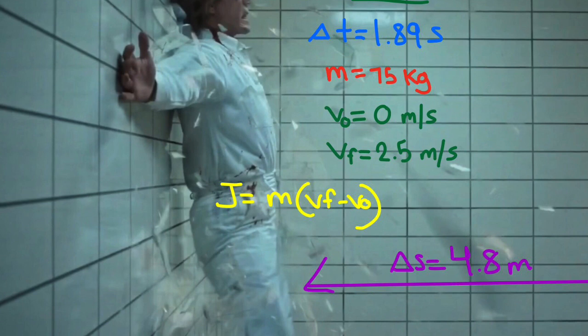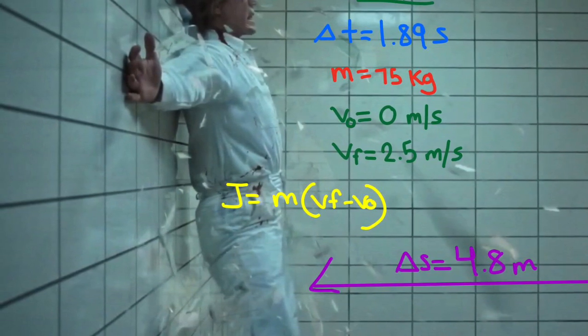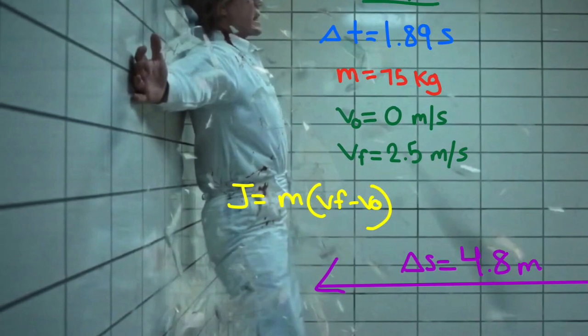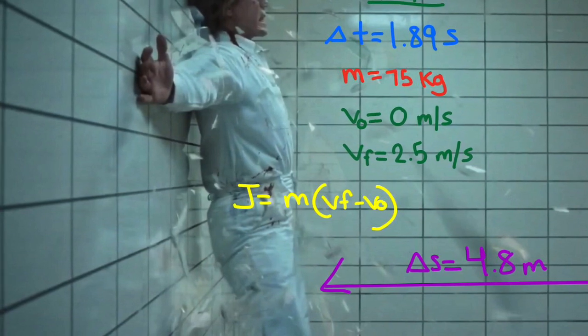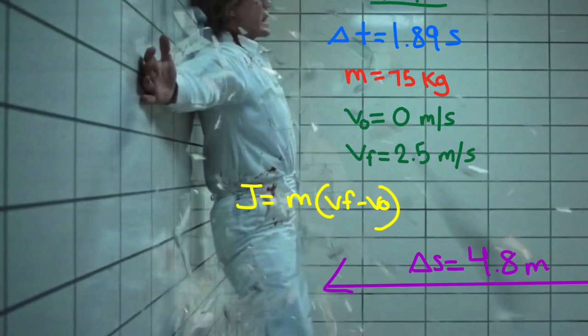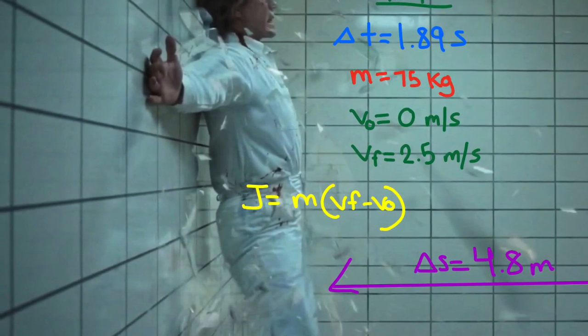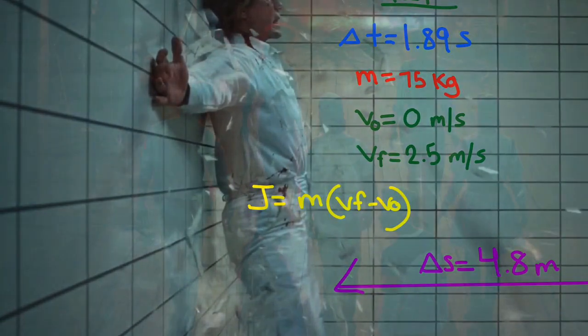J equals mass times final velocity minus initial velocity. That would be J equals 75 kilograms times 2.5 meters per second minus 0 meters per second. Your impulse would then be 187.5 newtons west, but when we round to significant figures, that comes out to be 180 newtons west. So in this scene, Vecna is being acted on by an impulse of 180 newtons west.